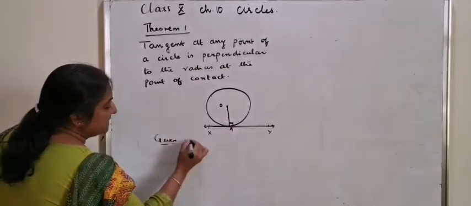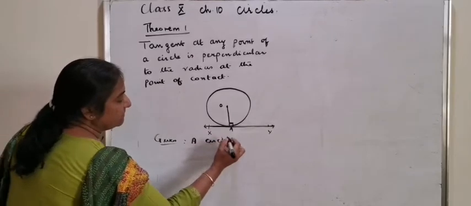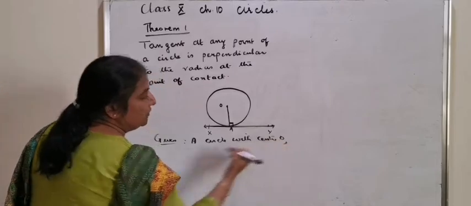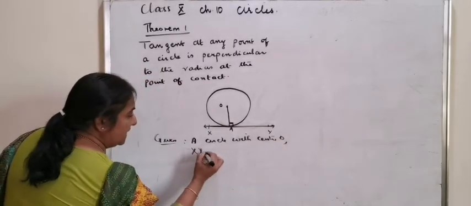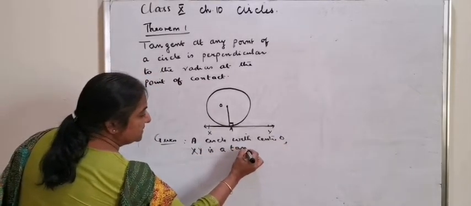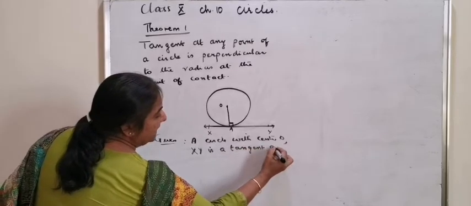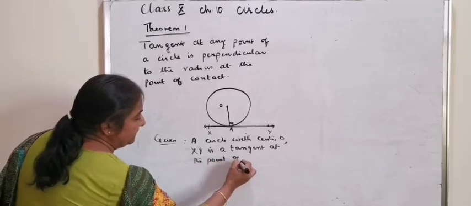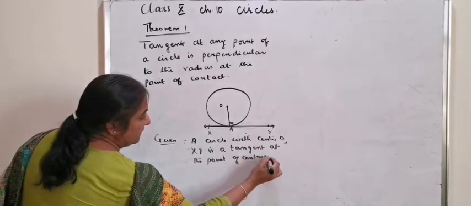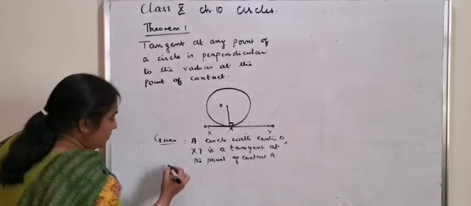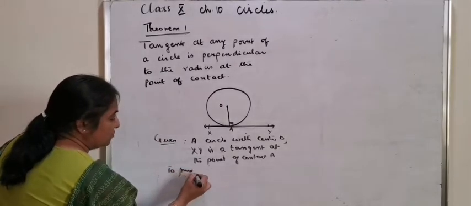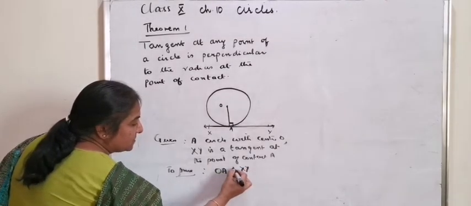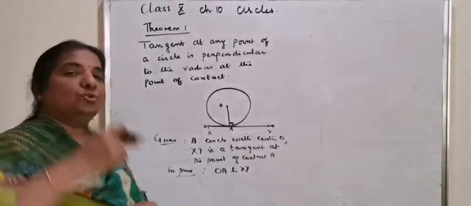Given condition is a circle with center O, XY is a tangent at the point of contact A. What is to prove? To prove is OA perpendicular to XY. That is what we have to prove.